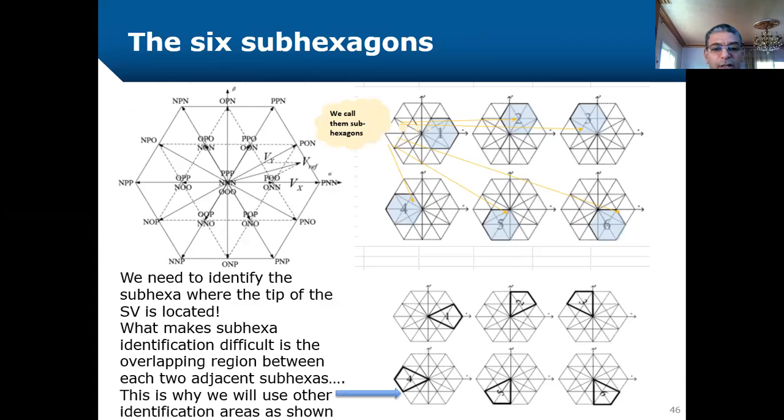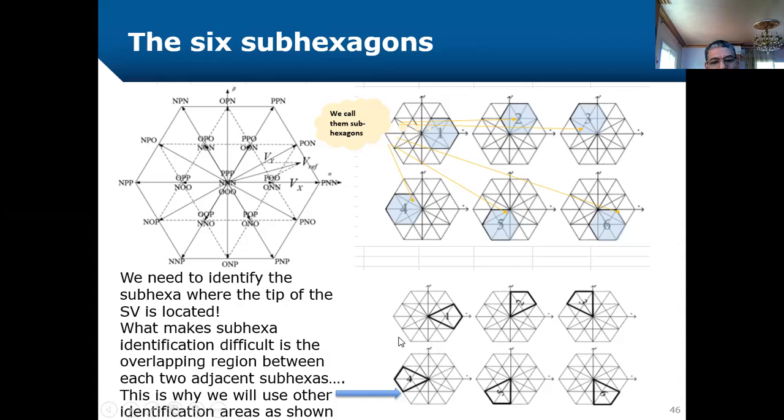Look, this is a ground space vector hexagon, and we will identify 6 small sub-hexagons in this way. This is number 1, this is number 2, this is number 3, this is number 4, this is number 5, this is number 6. If you look carefully, then you will find 1 and 2 overlapping in some area, and 2 and 3 also are overlapping in some area. So finding which sub-hexa is the home for the desired space vector is a complicated task in this case.